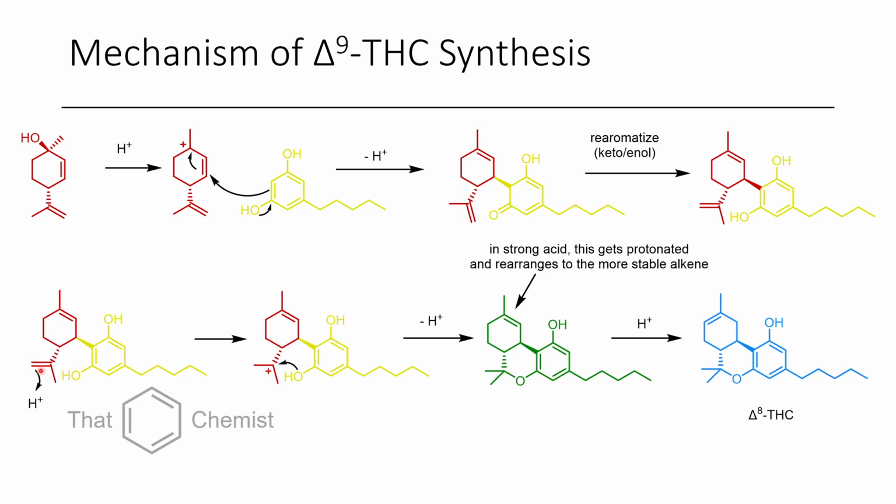So this alkene is able to be protonated, forming a tertiary carbocation, which can be attacked by the adjacent phenol. Through the loss of the H on there, which is an H+, we get delta 9-THC. However, because this is under acidic conditions, this acid is able to protonate this alkene, reforming a tertiary carbocation, which could be deprotonated again, and form the more stable delta 8-THC. And so if your goal was to make delta 9-THC, you'd have to do some subsequent chemistry. So this just happens to be the more thermodynamically stable alkene.